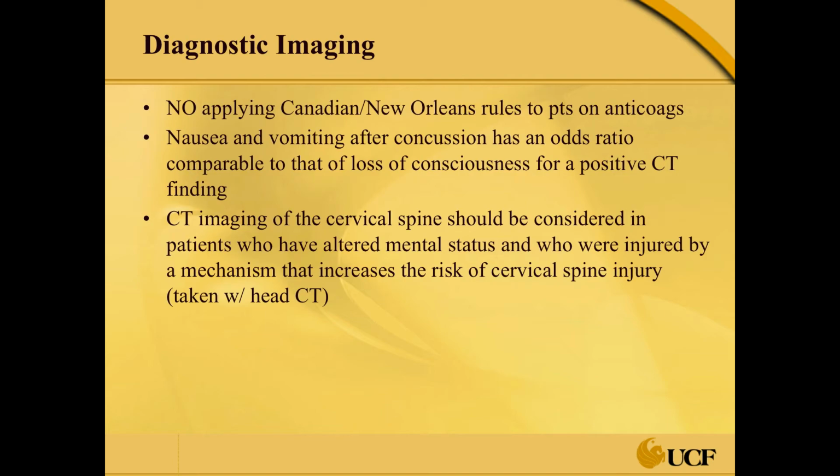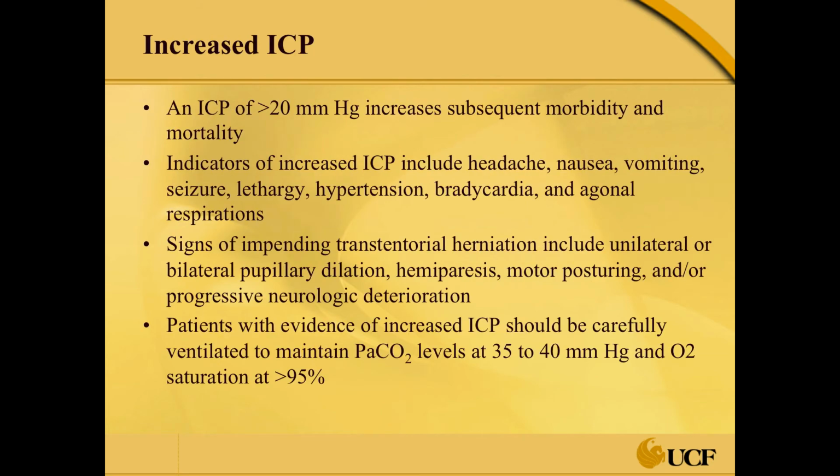CT imaging of the C-spine should be considered in patients who have altered mental status and who are injured by a mechanism that increases the risk of C-spine injury. And those are taken at the same time the patient has a head CT. ICP greater than 20 will subsequently predict morbidity and mortality. Indicators of increased ICP are things like headache, nausea, vomiting, seizure, lethargy, hypertension, bradycardia, and agonal respirations. And these last 3 things here you should be recognizing as your Cushing's reflex or Cushing's triad.